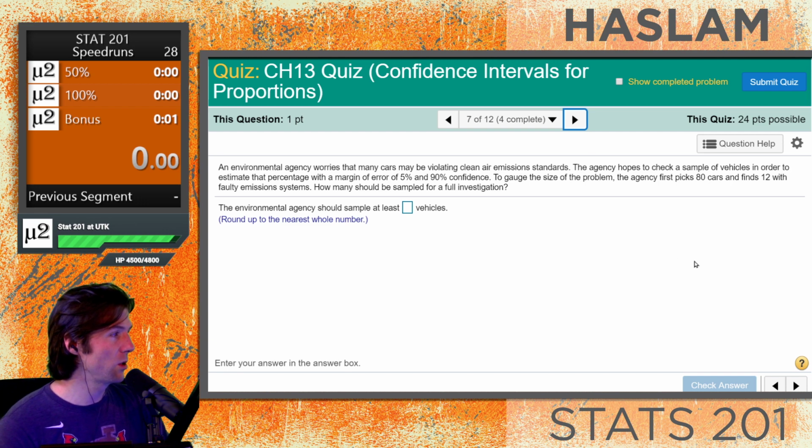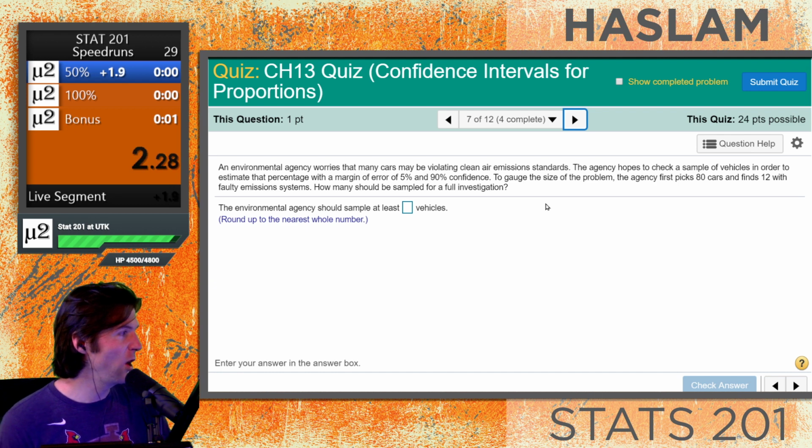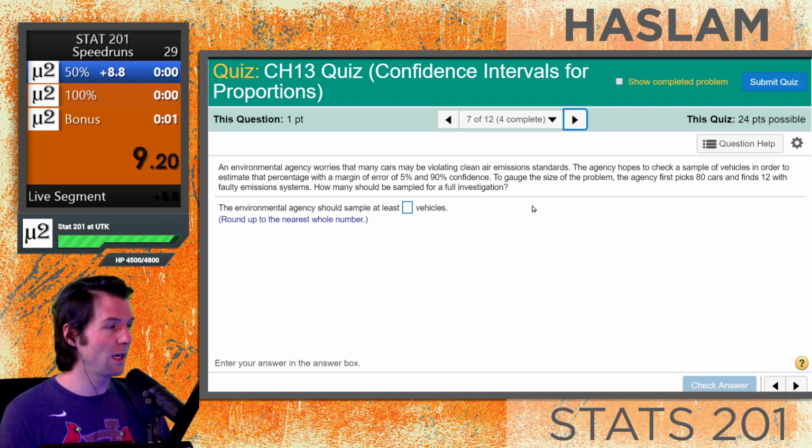Environmental agency worries that there's too many cars on the road. They're going to clean up those emissions. The agency hopes to check a sample of vehicles in order to estimate the percentage with a margin of error. There's our ME.